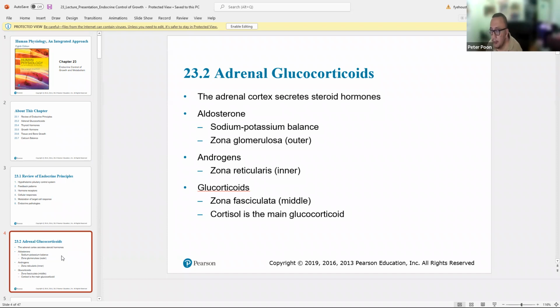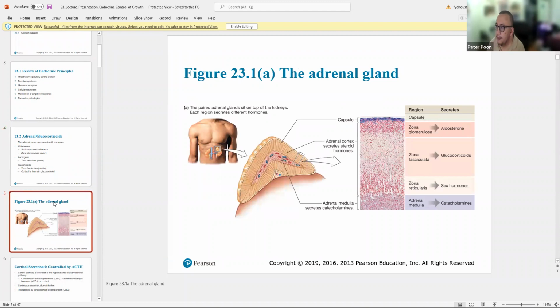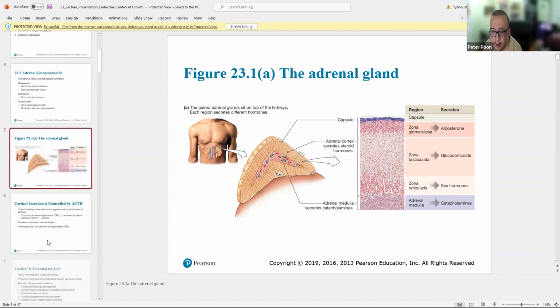The most important really is going to be the aldosterone in the outer layer and the glucocorticoids in the middle layer. We'll skip the androgens in the inner layer, because honestly, for men, it doesn't matter, and for females, it only really matters if you have a tumor there. All right, so let's take a look.